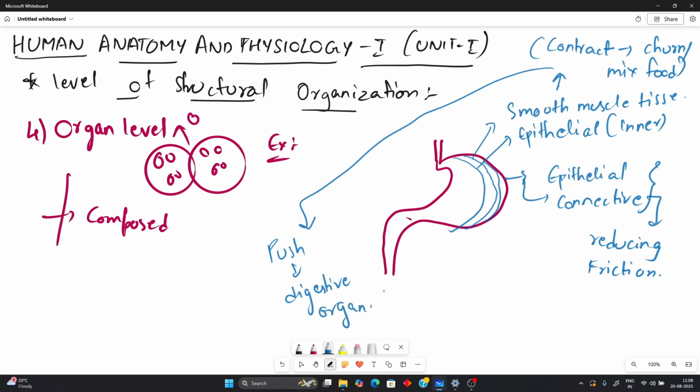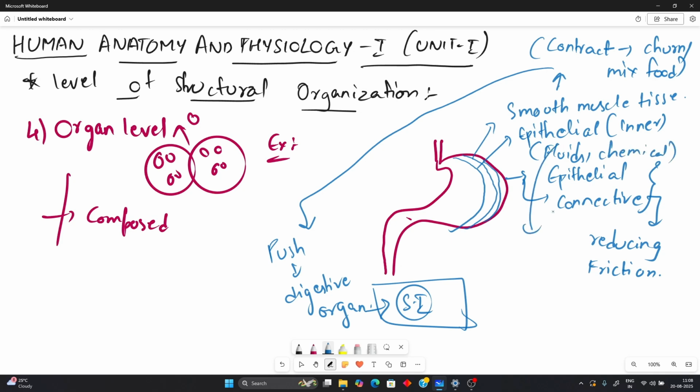What will be the digestive organ? It will be the small intestine. It pushes it into the small intestine. This innermost epithelial layer also contains certain fluids and chemicals which are useful for the digestion of the food. So this is the organ level, and the stomach is an example of an organ.